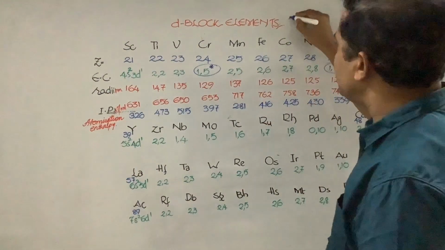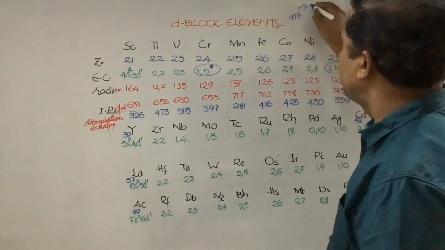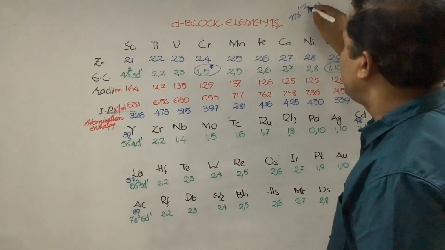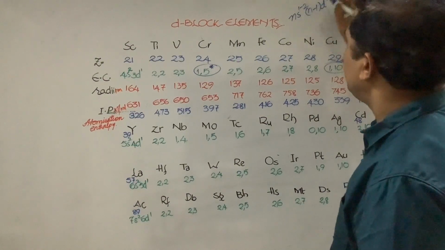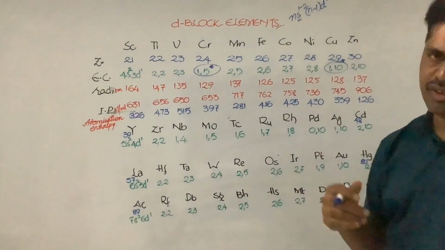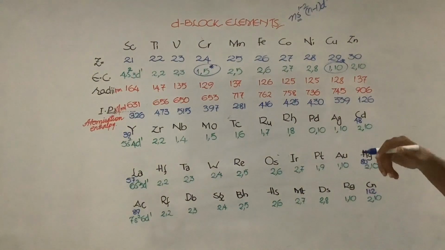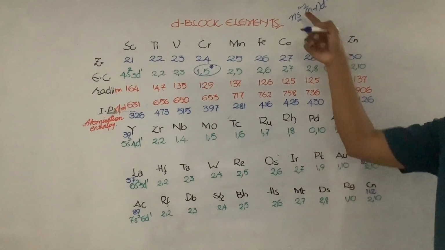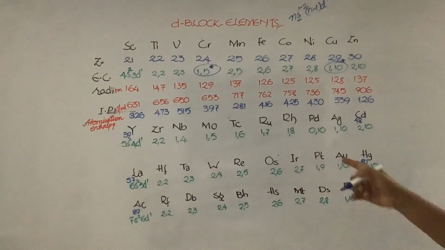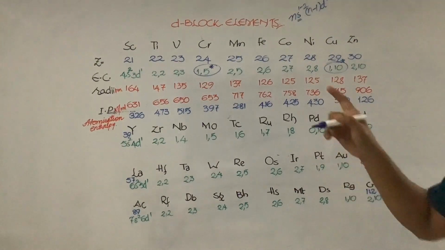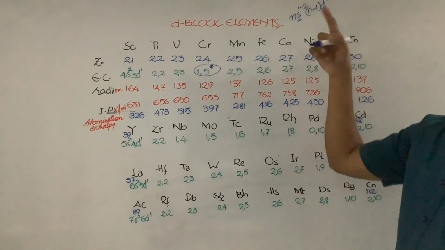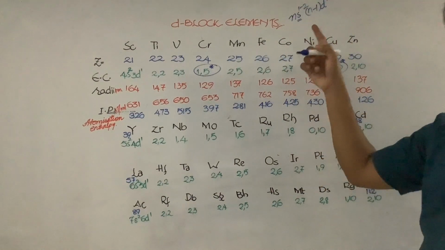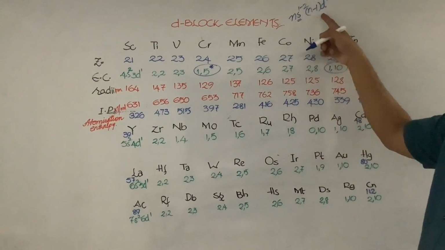Then the electronic configuration: if you see, ns1 to 2, (n-1)d 1 to 10. Now I'll try to make this ns1 to 2. You can see here 0 is also there, so it is better to mention ns0 to 2. But except for these kinds of cases, in all the remaining cases it is either 1 or 2, normally 2. Sometimes it is 1 again. So ns1 to 2, (n-1)d 1 to 10.